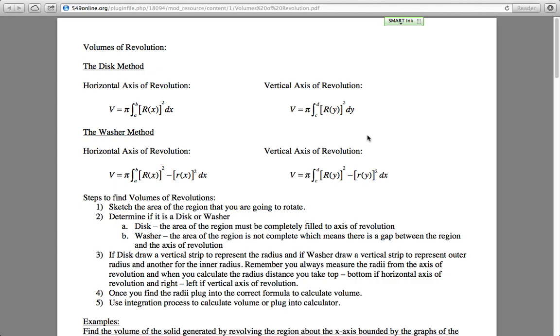The washer method would be, so we looked at a disk. We said, okay, if I had this region again, let's say this dome-shaped thing, if I was to rotate it around the x-axis, that's clearly going to be spherical. You get a lemon-shaped object or a football. And that's a disk, because there's no gap between the region that you're rotating and the axis of revolution. The shaded region you're rotating completely touches the axis of revolution.